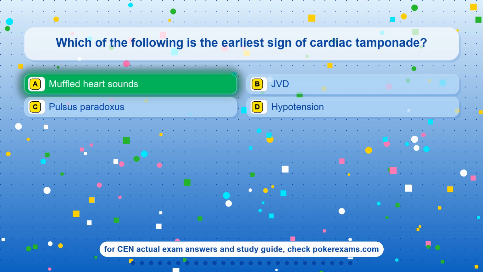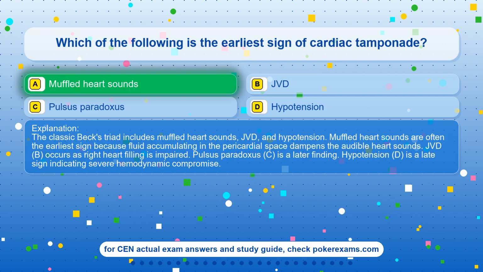The correct answer is option A, muffled heart sounds. The classic Beck's triad includes muffled heart sounds, JVD, and hypotension. Muffled heart sounds are often the earliest sign because fluid accumulating in the pericardial space dampens the audible heart sounds. JVD, B, occurs as right heart filling is impaired. Pulsus paradoxus, C, is a later finding. Hypotension, D, is a late sign indicating severe hemodynamic compromise.